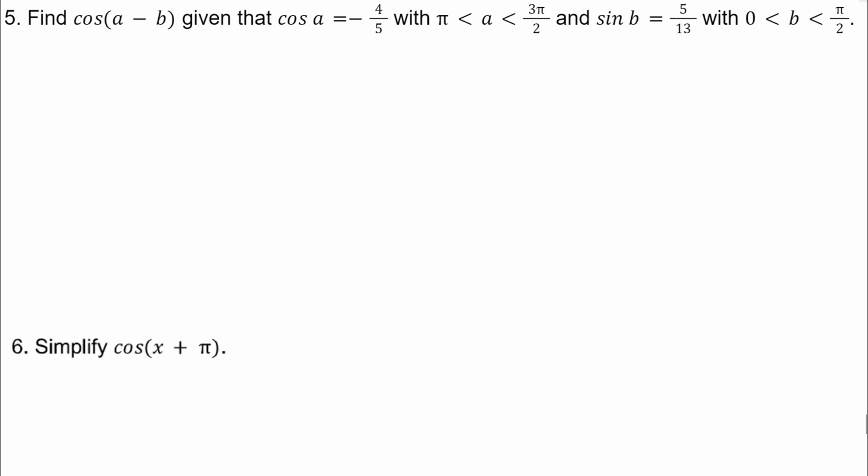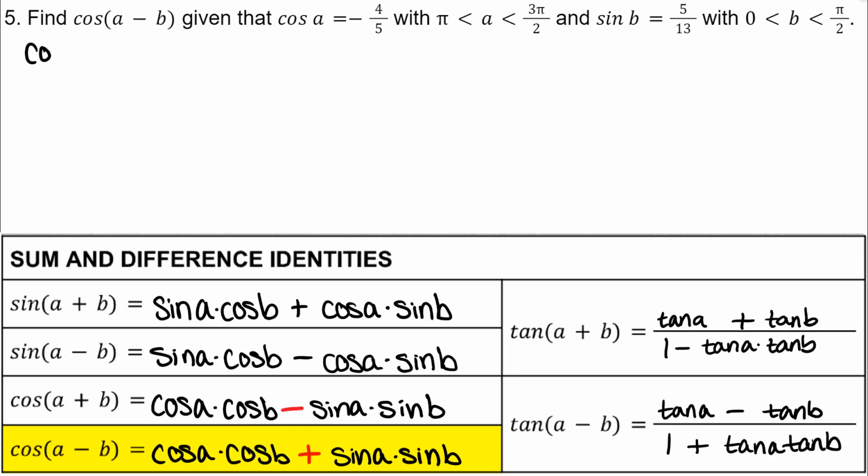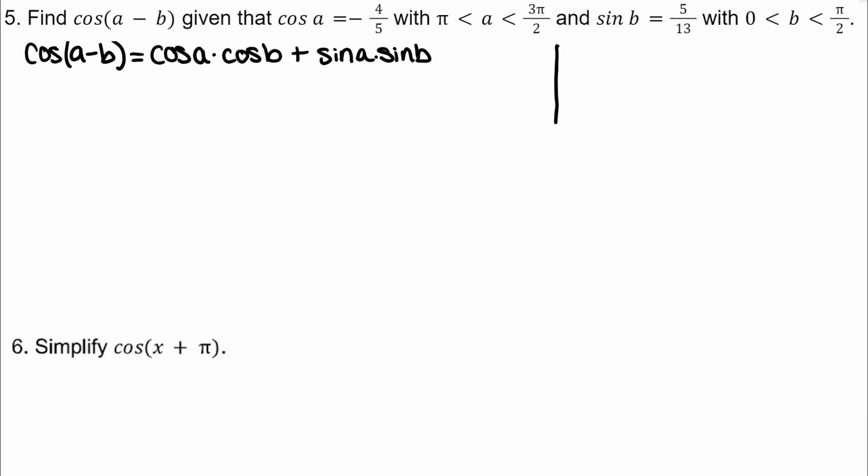For number 5, find cosine of a minus b, given that cosine of a is negative 4 over 5, and a is in the third quadrant between pi and 3 pi halves, and sine of b is 5 over 13, with b being in the first quadrant between 0 and pi halves. All right, so cosine of a minus b using our difference formula is cosine a times cosine b plus sine a times sine b. I don't know what a is and I don't know what b is, but I don't need those to find the other ratios.